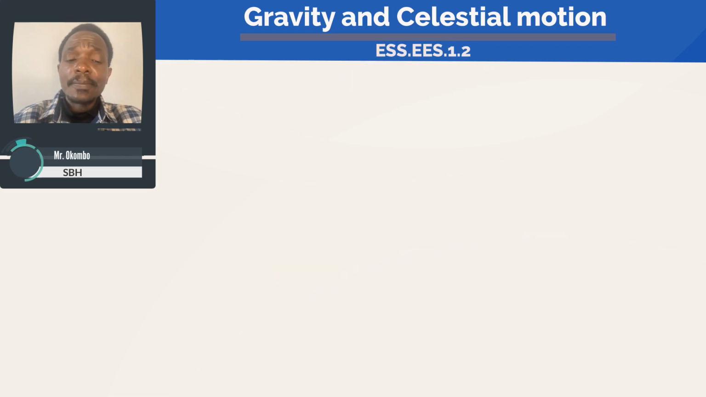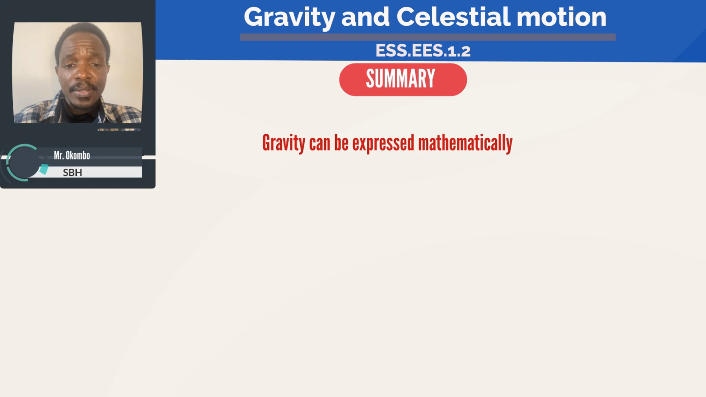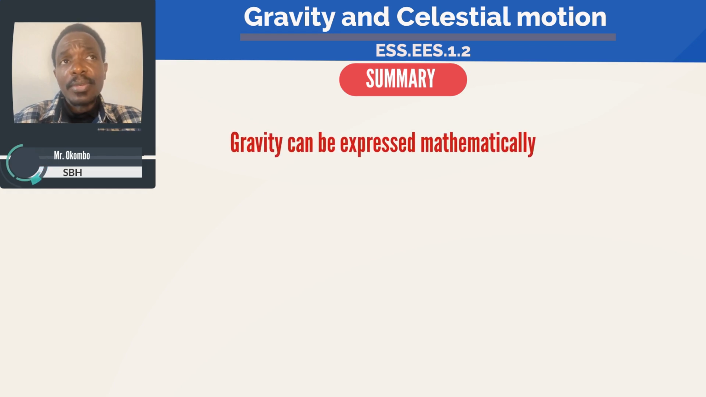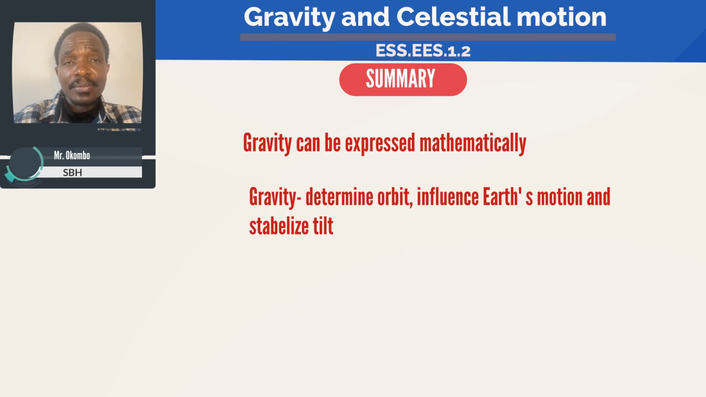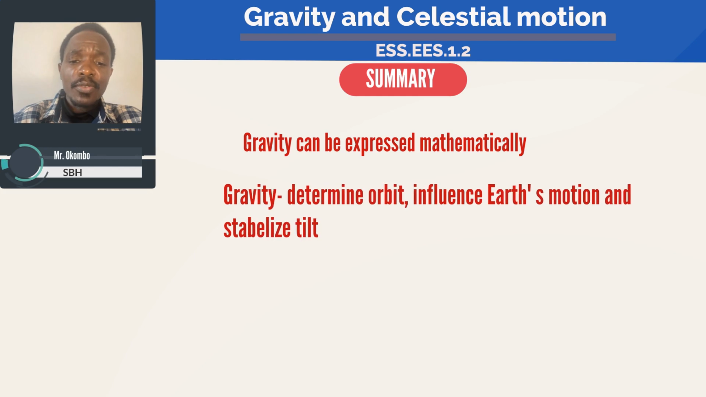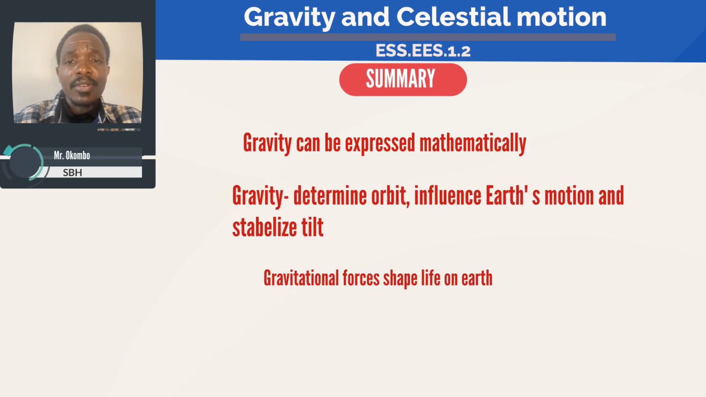To summarize, gravitational forces between celestial bodies can be described using a mathematical formula. These forces determine orbits, influence Earth's motion, and stabilize its tilt. The interplay between these forces shapes life on Earth.